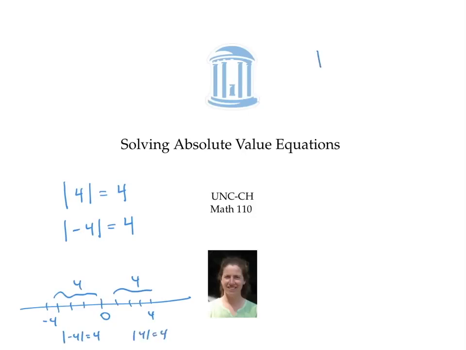Similarly, if I write the equation the absolute value of x is 3, that means that x has to be 3 units away from 0 on the number line. And so x would have to be either -3 or 3.